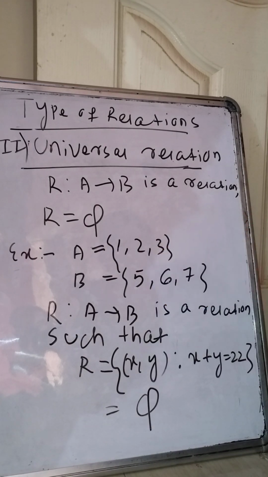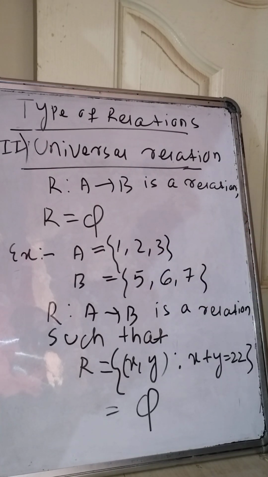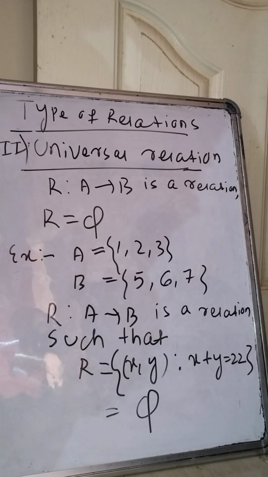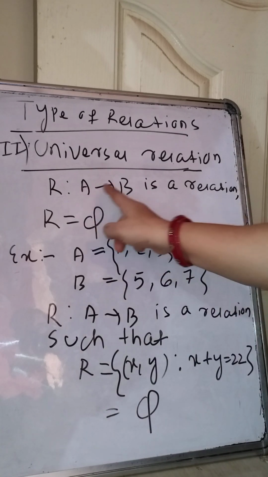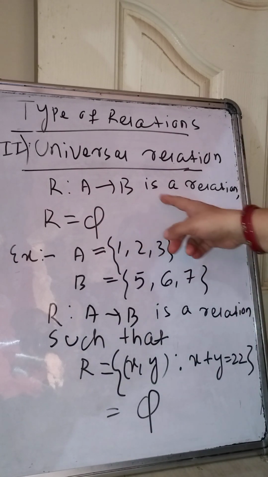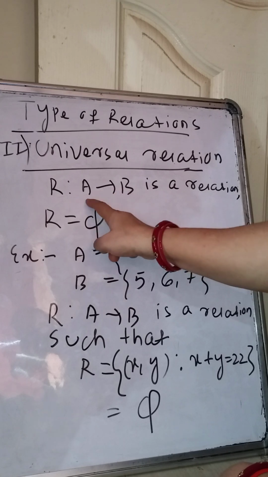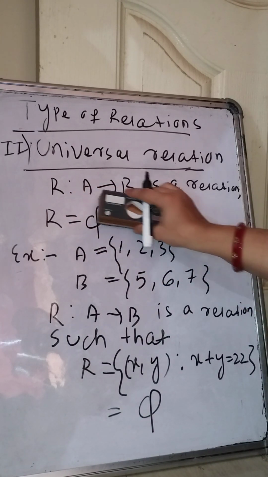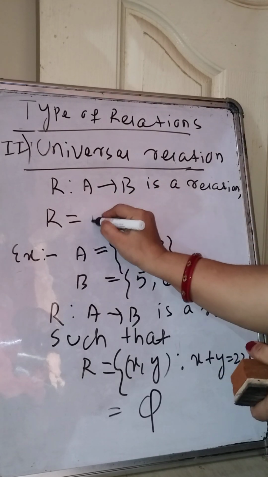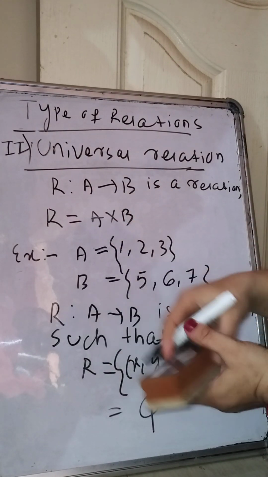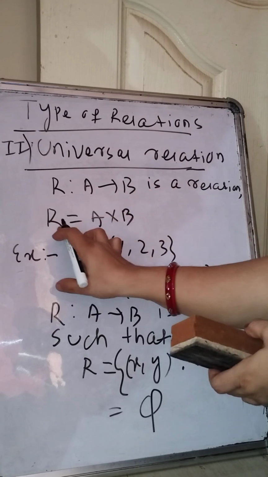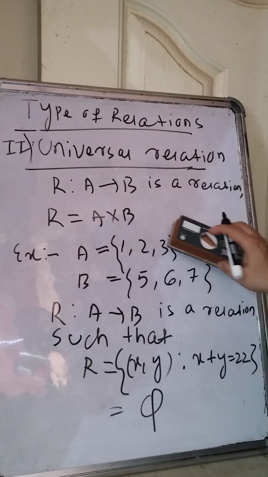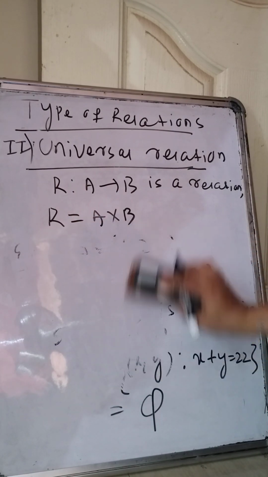In the case of an empty relation, we are saying that there is no element of set A which is related to any element of set B. But here we are saying each element of set A is related to every element of set B. That means it is nothing but the entire Cartesian product A cross B. So if R from A to B is the entire Cartesian product A cross B, then it is a universal relation. Let us discuss this through an example.